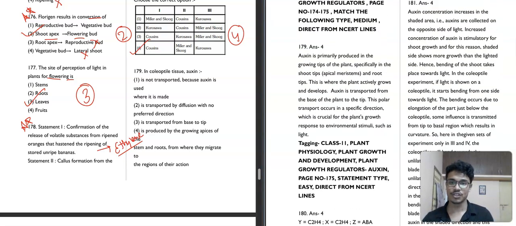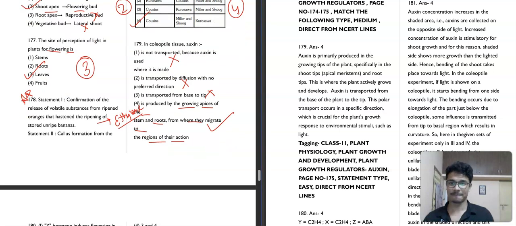In coleoptile tissue, auxin is not transported because auxin is used where it is merged. No, it is not correct. Then in coleoptile tissue, auxin is transported by diffusion with no preferred direction. No. Is transported from base to tip. Not correct. Is produced by growing apices of the stem and roots from where they migrate to regions of their action. Absolutely correct. You know that it is written in our NCERT. Fourth option is our correct answer.